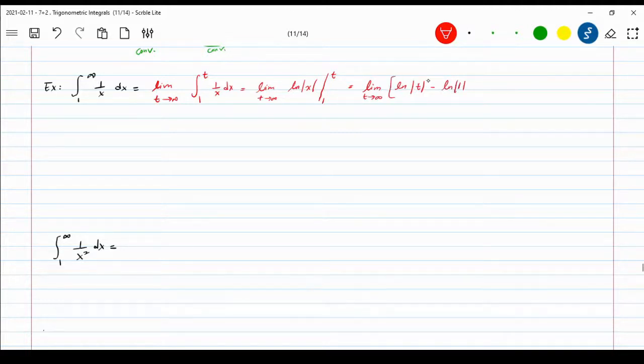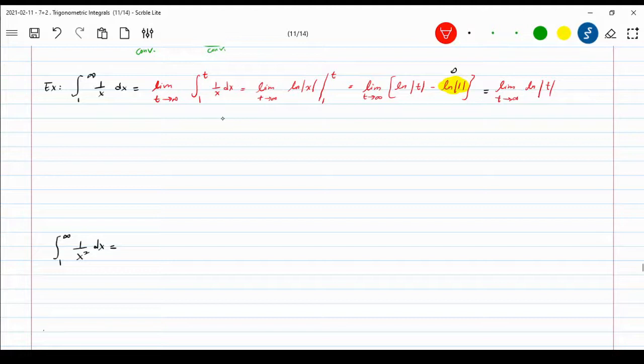So I'm going to calculate this limit now. ln 1 is simply 0, so I don't need to worry about that. The question is, what is the limit as t approaches infinity of ln t?